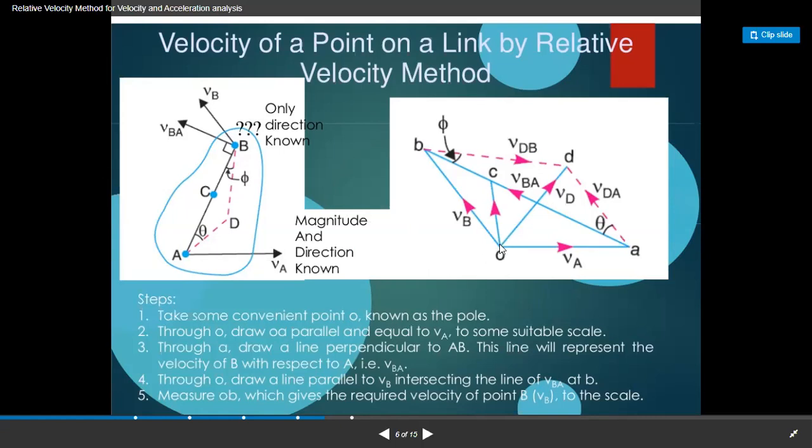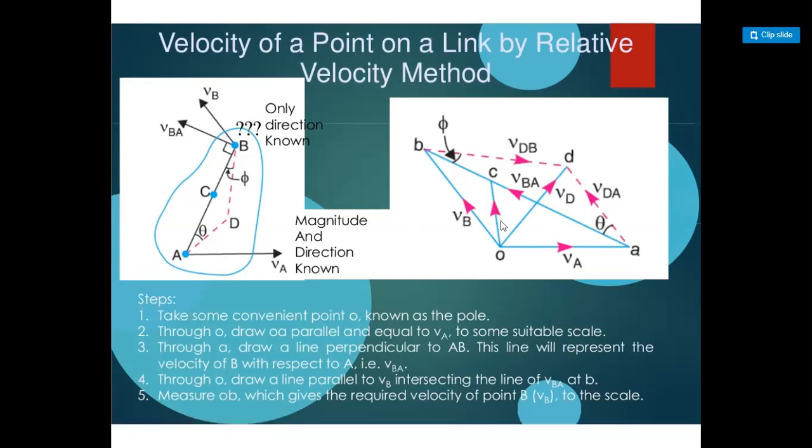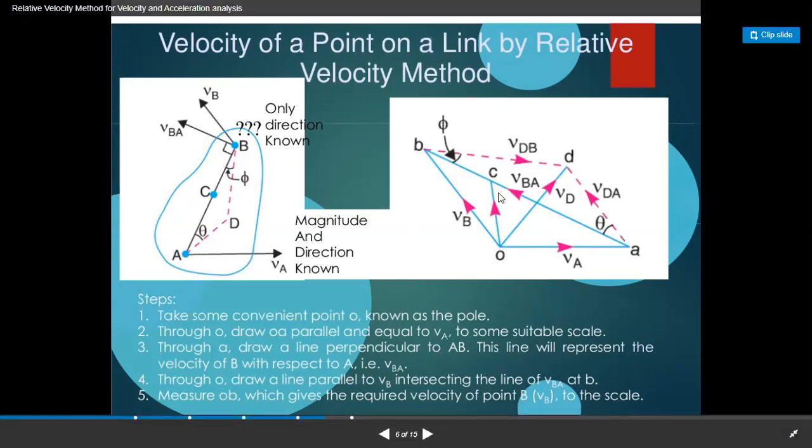And you have to extend a line at that angle, which intersects AB, and that is taken as point C, right? So connect that point with O, and you generate the absolute velocity of point C. OC is the absolute velocity of point C. AC is the relative velocity of C with respect to A, and BC is the relative velocity of C with respect to B.